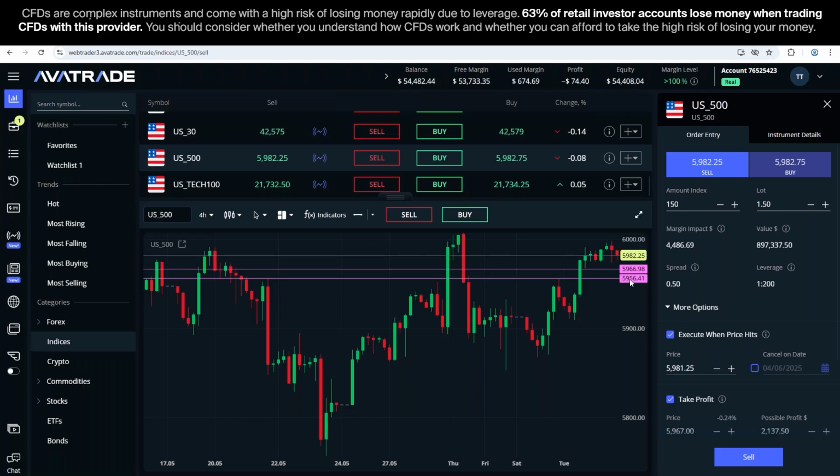So if it gets below 59.56, so let's say 59.50, perhaps you're looking for further downside. So execute when price hits 59.50. That really should say if the price hits, right? Not when the price hits. Execute if the price hits our strike price here, trigger price at 59.50, then it would sell.